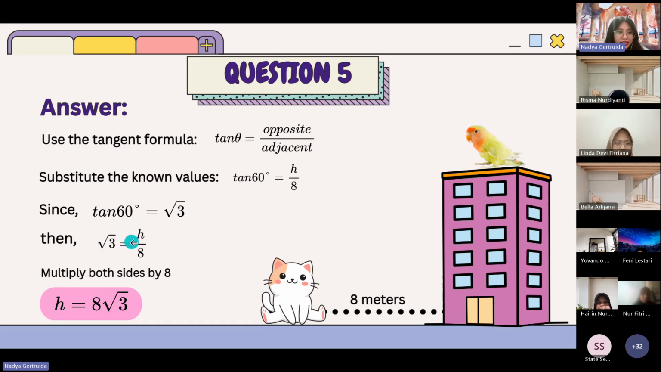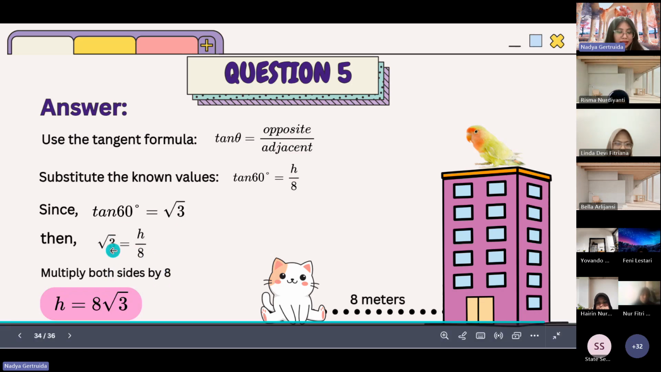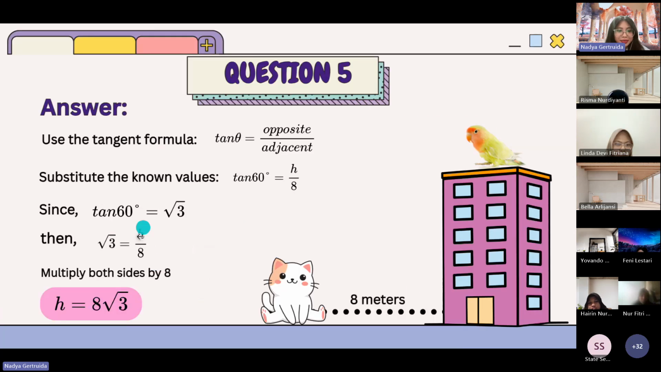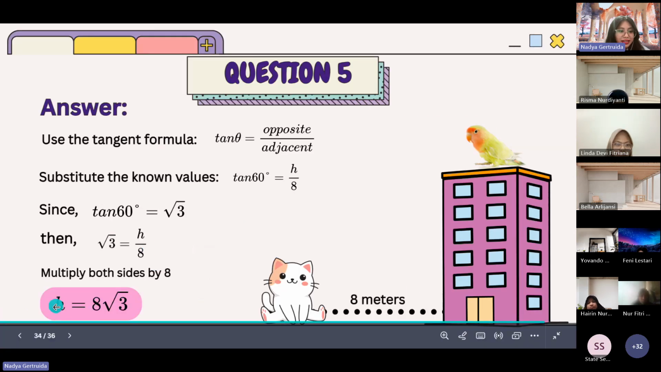The square root of 3 is equal to 8 over 8, and multiply both sides by 8. This is multiplied by 8 and this is multiplied by 8. So the result is 8 is equal to 8 times the square root of 3.